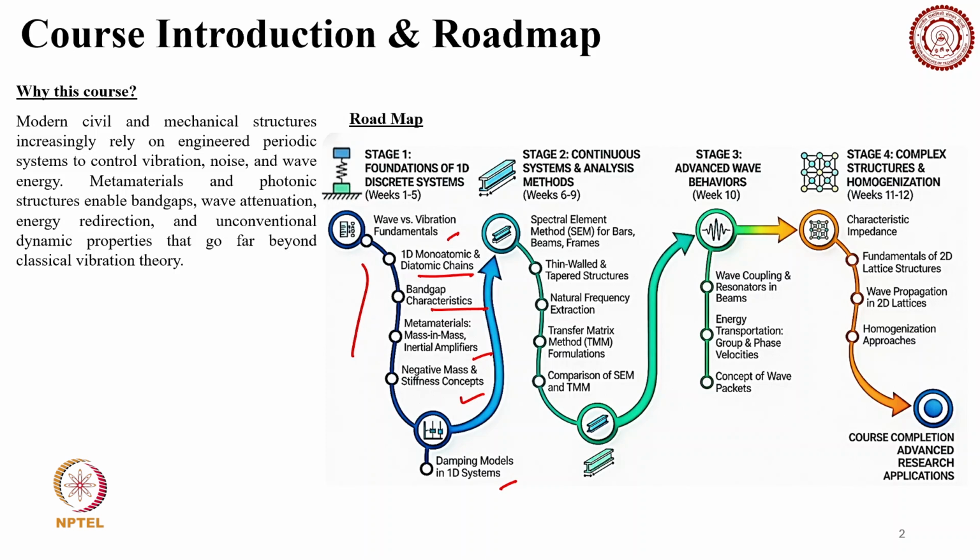In the next stage, we will have continuous systems analysis and methods. Here we have discrete, and here we will have continuous. In case of discrete, we can say it is lumped, like a spring-mass type of system. In case of continuous, we now have bar, beam, frames, plate; these types of systems will come into picture.